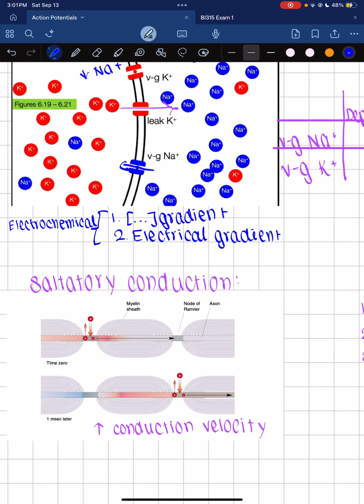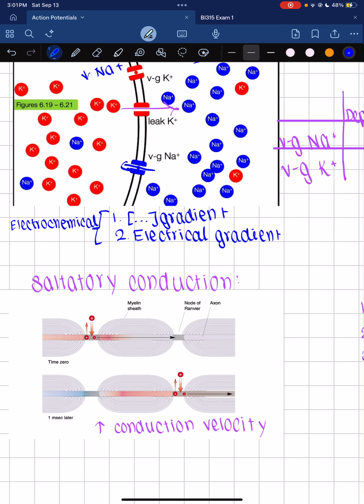Now, we know what happens at a single point on the neuron. Let's talk about how the signal actually moves. This is called propagation. In an unmyelinated neuron, the action potential has to regenerate at every single patch of the membrane, step by step, all the way down the axon. That works, but it's slow. In a myelinated axon, things get much faster.